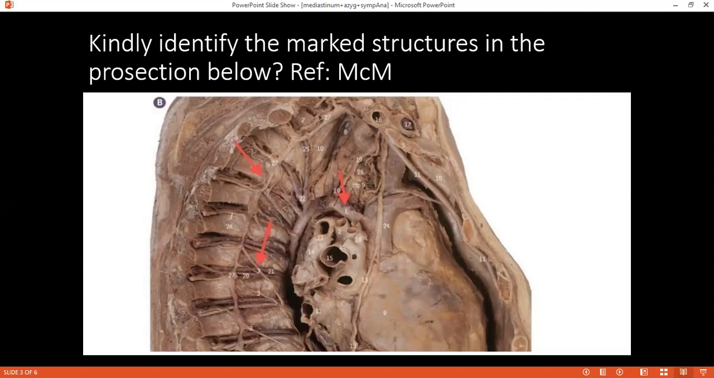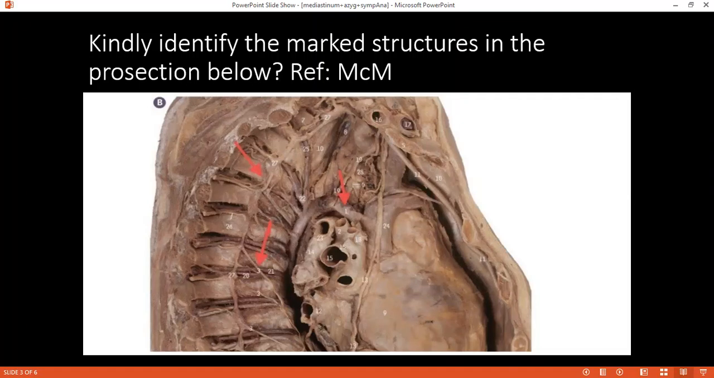And then it drains into the superior vena cava, arching over the right hilum of the right lung. And the ascending lumbar veins with the right subcostal veins, where do they drain? They go all the way up the posterior mediastinum and then drain into the superior vena cava.